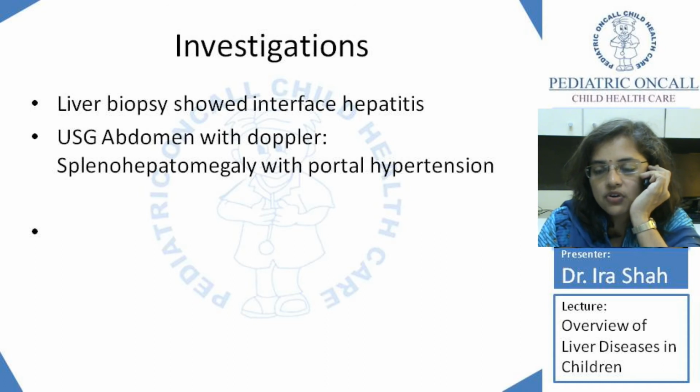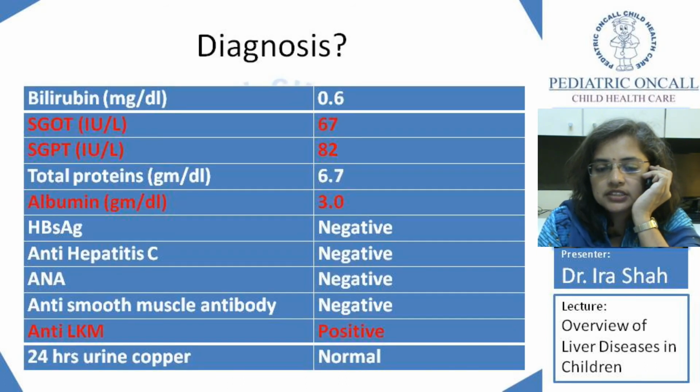Anybody can think what is the cause of her chronic liver disease? She's 5 years and she has alopecia. Yeah, so we think of autoimmune here. And here when we did our liver function test, HGOT, HBV slightly elevated, albumin lower side 3, HBsAg, HCV negative, ANA negative, anti-smooth muscle negative, anti-LKM positive. So she was autoimmune liver disease, 24 hours urine copper was normal, Wilson's was ruled out.